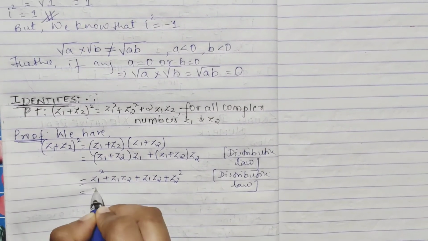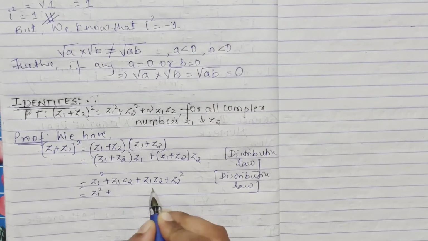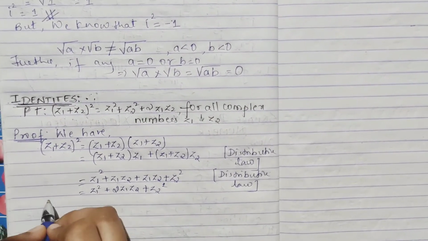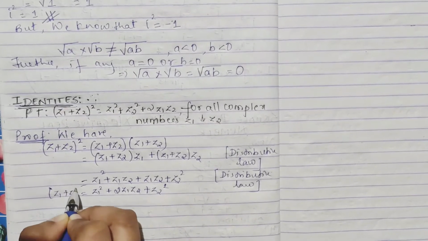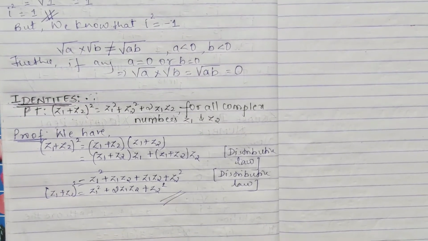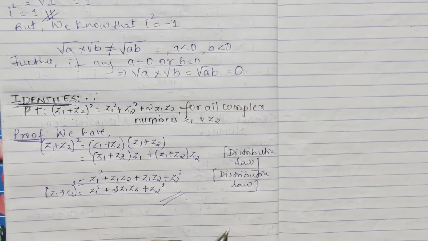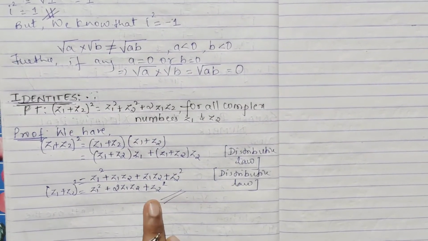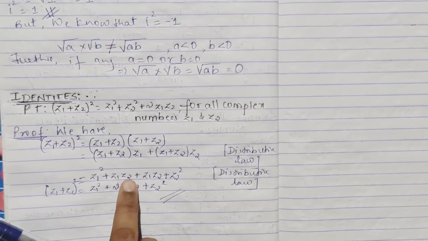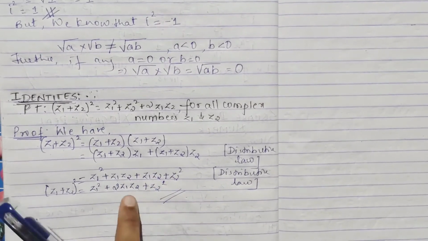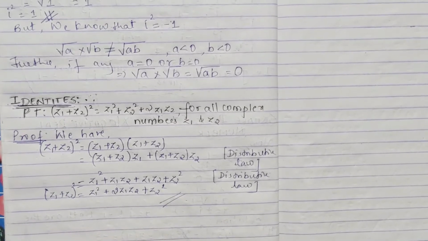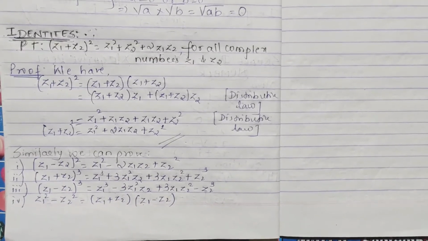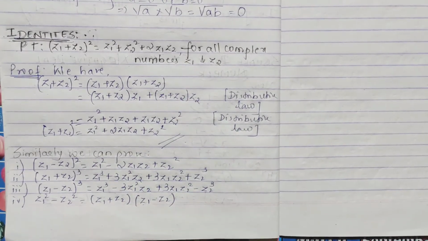Now see, z1 square plus z1 into z2 plus z1 into z2, so I get 2 z1 into z2, plus z2 square. So what they were asking, we have proved that. But here, how they have asked it, you can apply your commutative law of multiplication. Here you see it is z1 z2. Suppose you get z2 z1 here, you can write it like that. In a similar way you can prove this also. For all these, just write it down. You try to prove it the same way I have done.